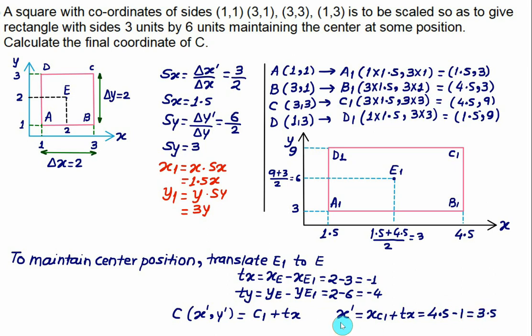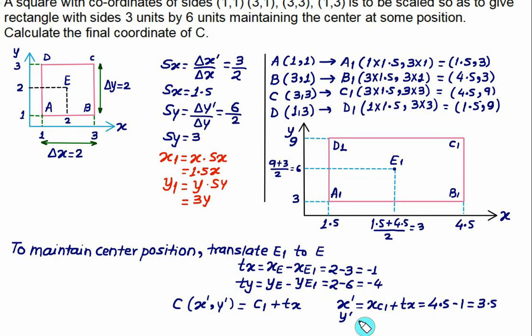Similarly, we have the y coordinate y prime equal to the y coordinate of C1 plus Ty. The y coordinate of C1 is 9. Translation in the y direction is -4. 9 minus 4 is equal to 5. So the final coordinate x prime, y prime will be equal to 3.5, 5.